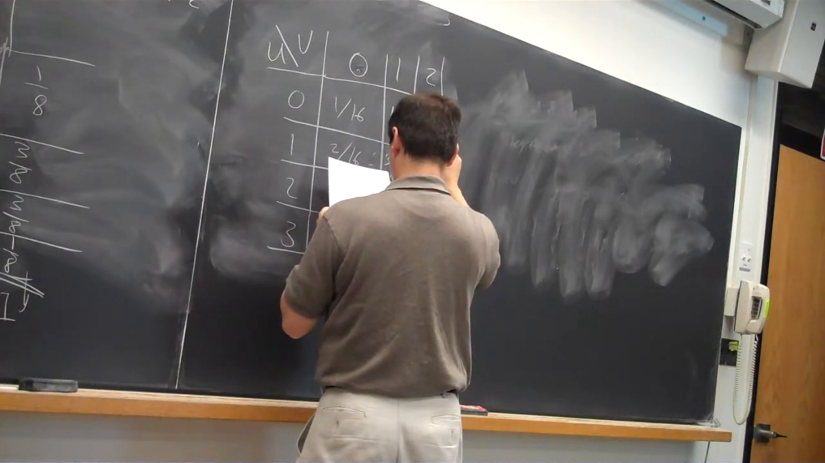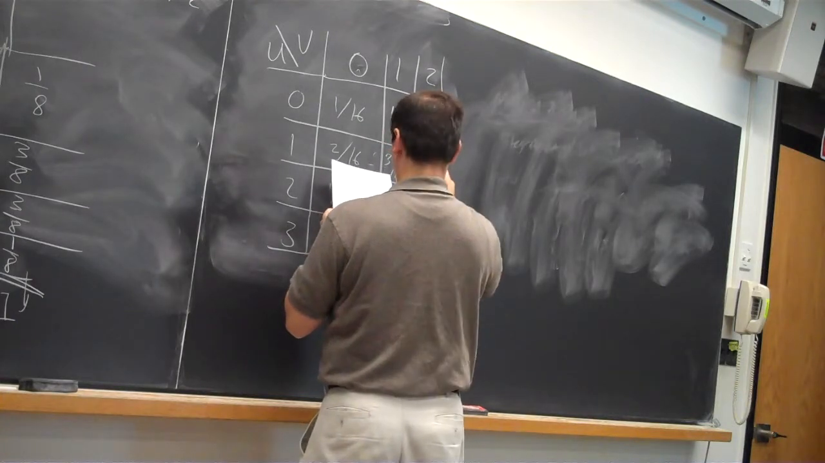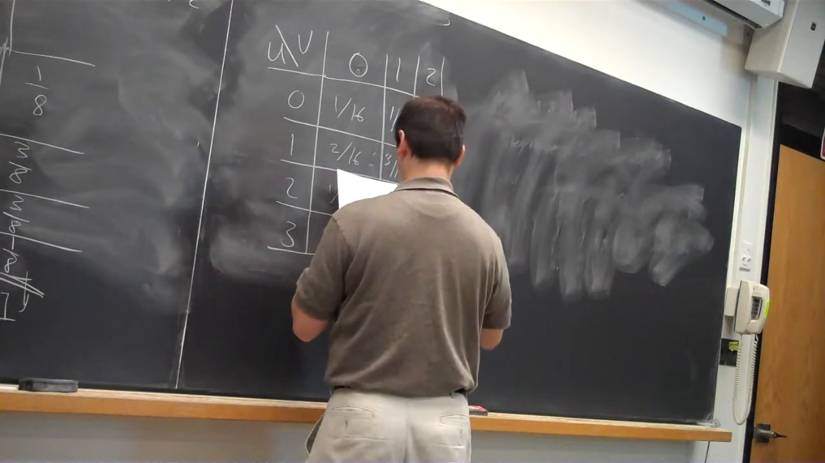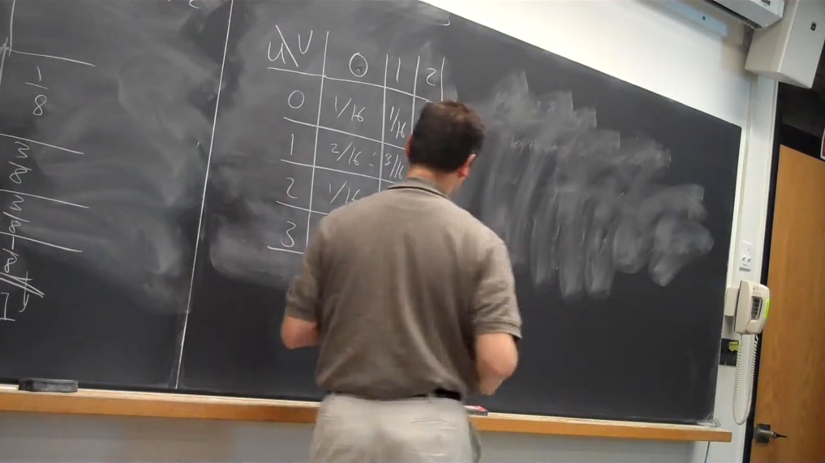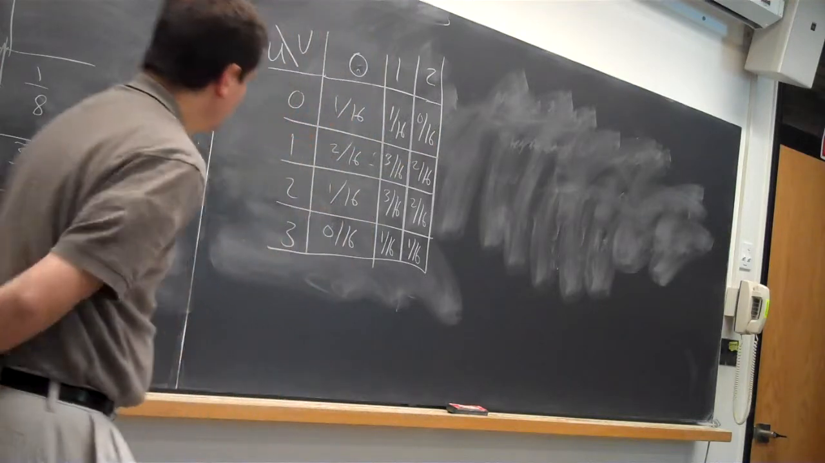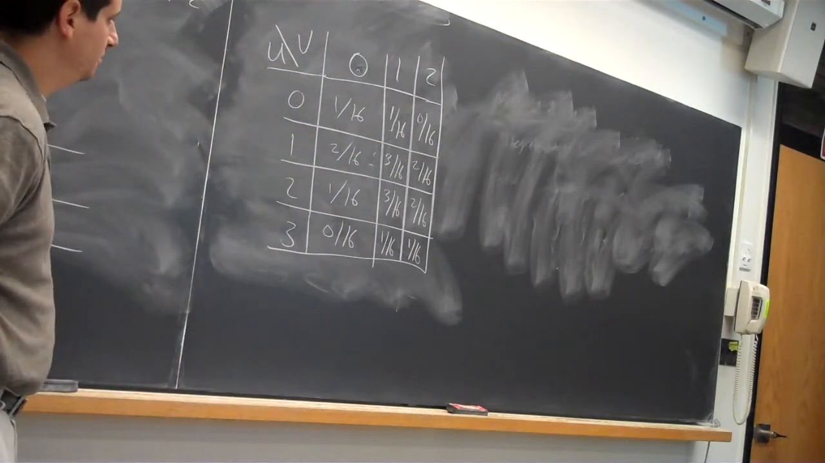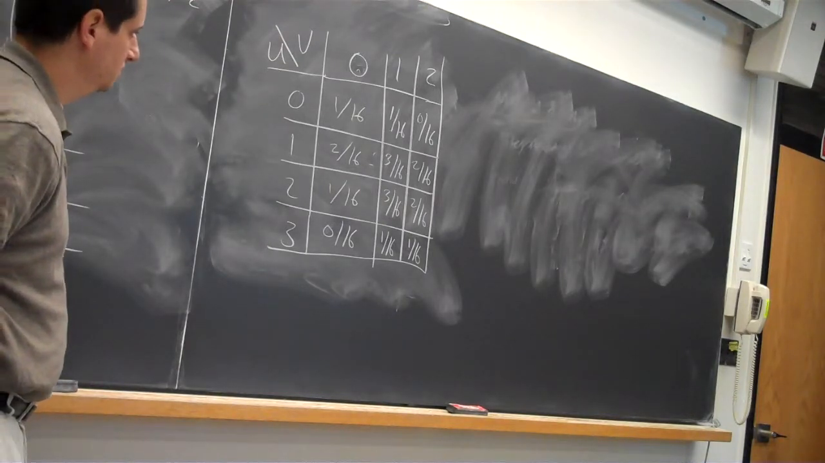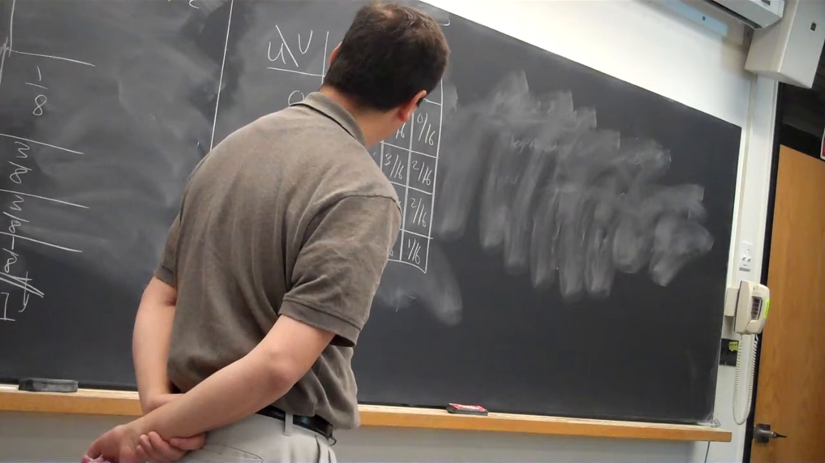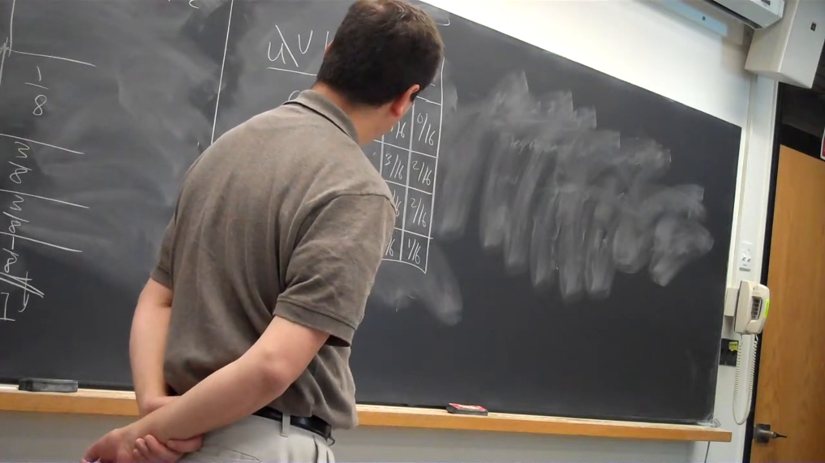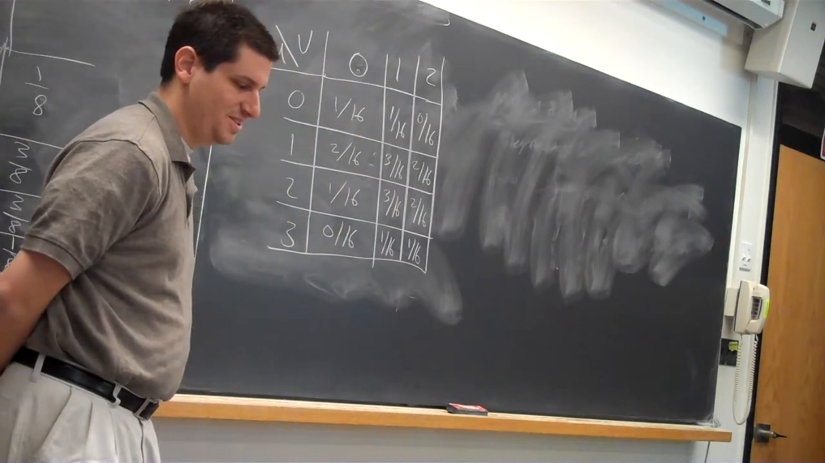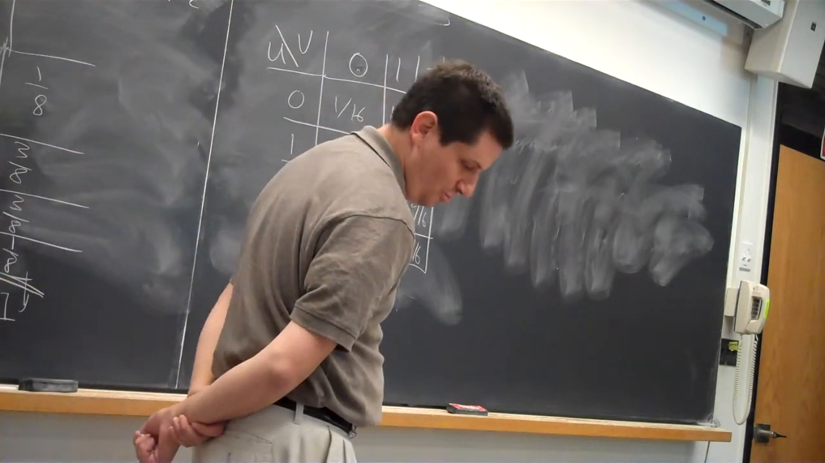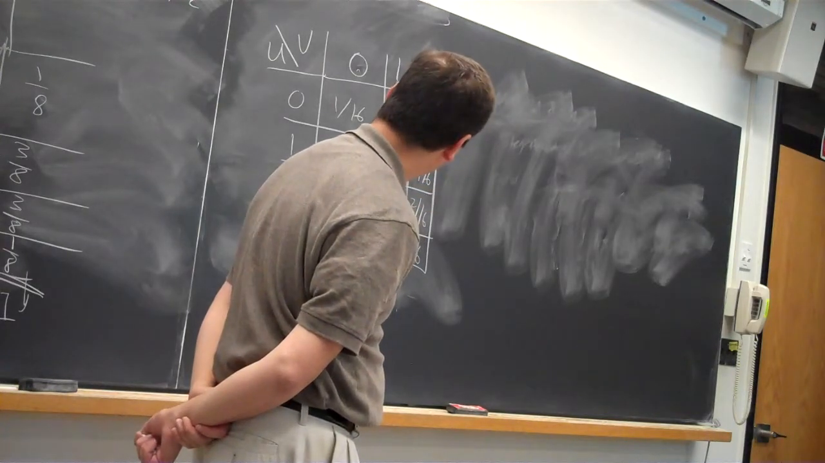My handwriting's really messy. 0/16, 2/16, 2/16, and 1/16. Okay. Probability or not probability? So I get that this is adding up to 17. Yeah. So this is not a probability.